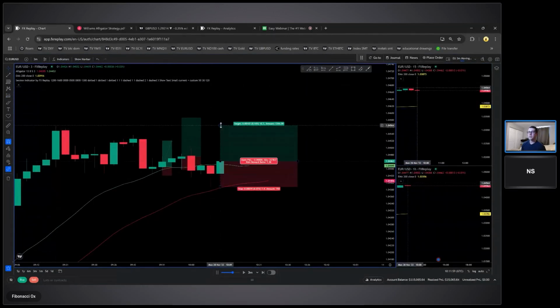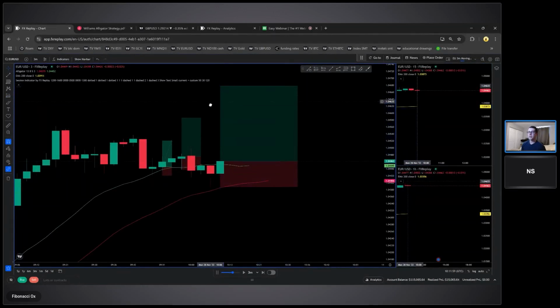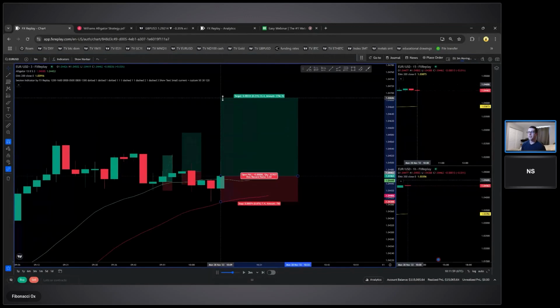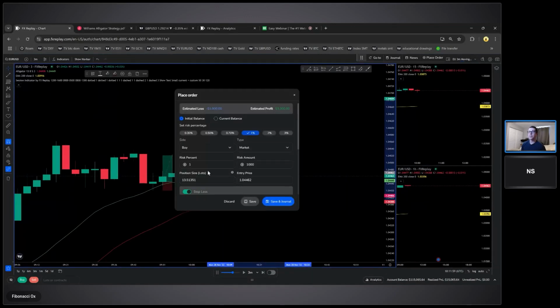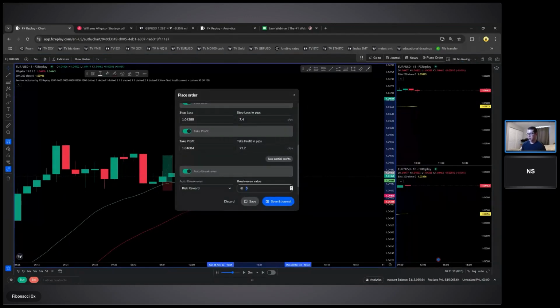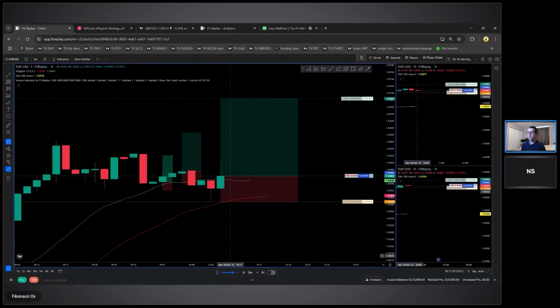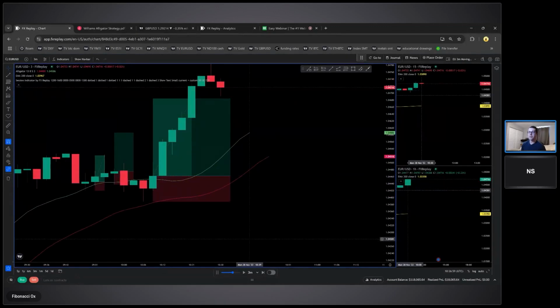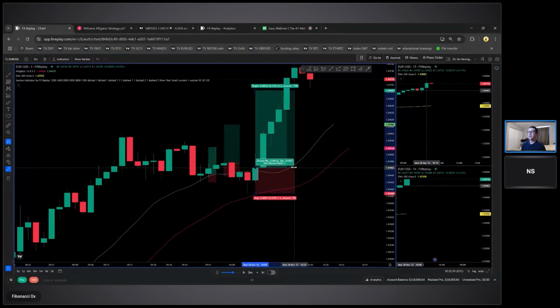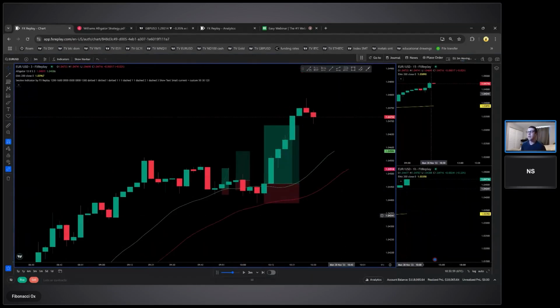So we'll go 3R take profit, pretty aggressive. It's all the way up here. So we'll see if this one works out or not. But I'll place order, auto break even after 2R, and see how this one works out. Oh wow, went right to our take profit. So again, one loss and 2 wins on this day, 5R on the day.